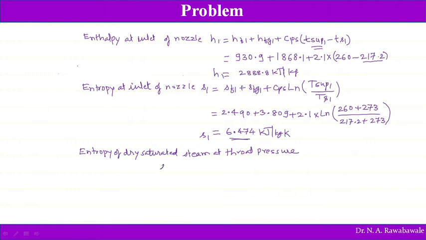The entropy of dry saturated steam Sg is nothing but Sf plus Sfg. So if this entropy which we have obtained, S1, is greater than the entropy of dry saturated steam, that indicates steam is superheated at the throat. And if S1 is less than Sg, that indicates the quality of steam at the throat is wet.